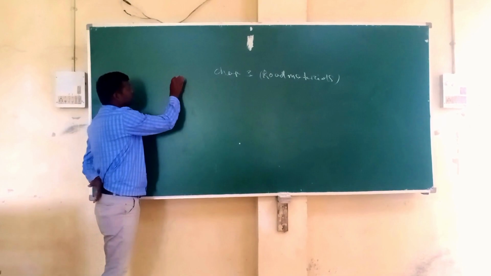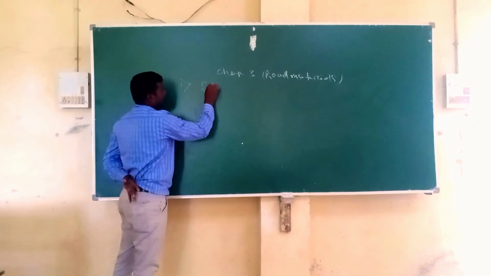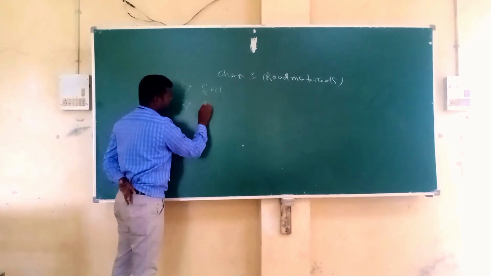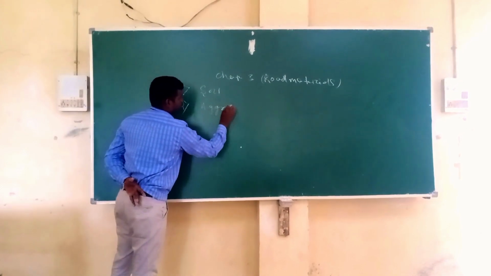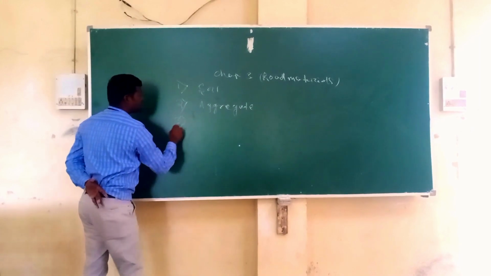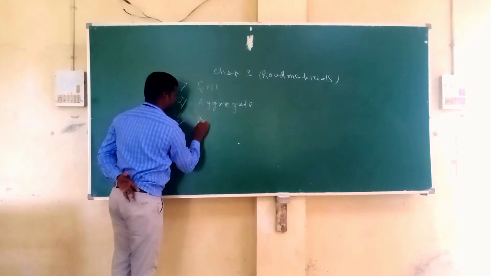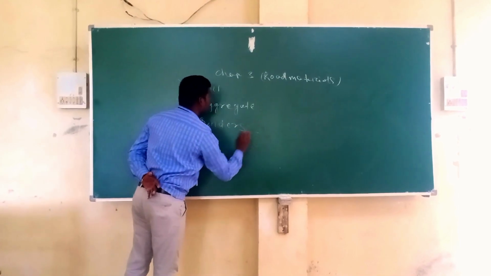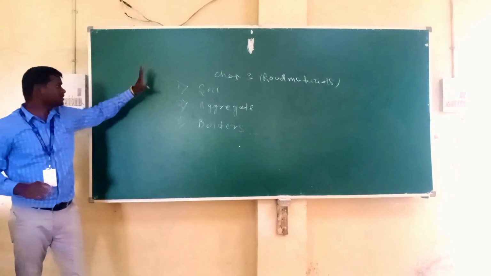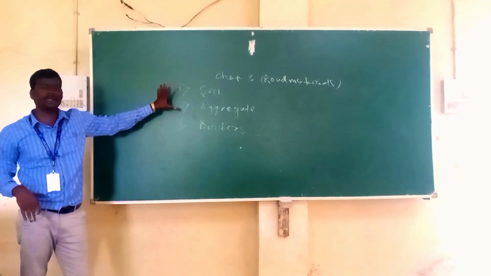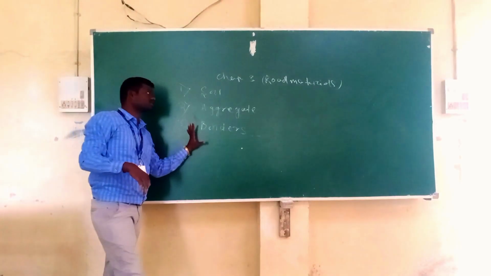The first one is your soil. Okay. Second is your aggregate. Third one is pipe. Okay. These are the three basic fundamental materials used in a construction field.